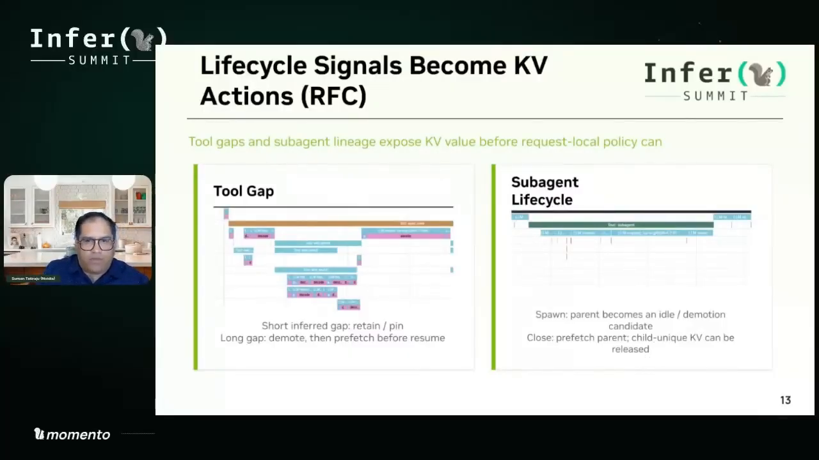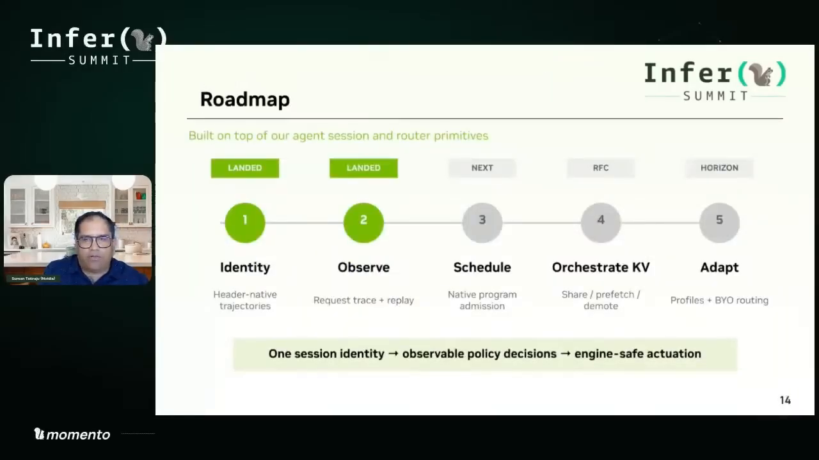These are all the RFCs that we have proposed, which take care of exploiting all the structure that is present. So, in today's mainline source code, you have the identity, which is the session identity I spoke about, which is header native. The observability part, which is about request tracing and replay. We're currently doing the scheduling, which is like the admission control, which is both session aware and request aware. There will also be sticky session awareness here.